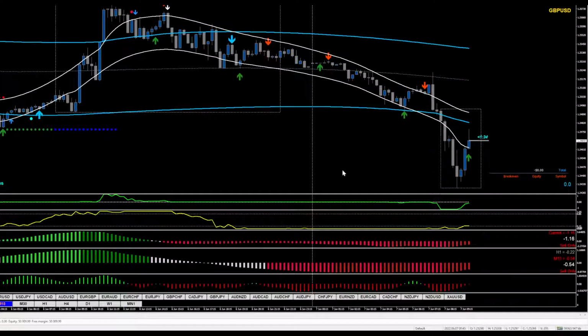It's another thing I love about this system. There's literally no guesswork. You just have to follow the rules step by step. That's all it is. And so far we're 1, 2, 3, 4 steps in. That's it. Just patiently waiting for an entry.